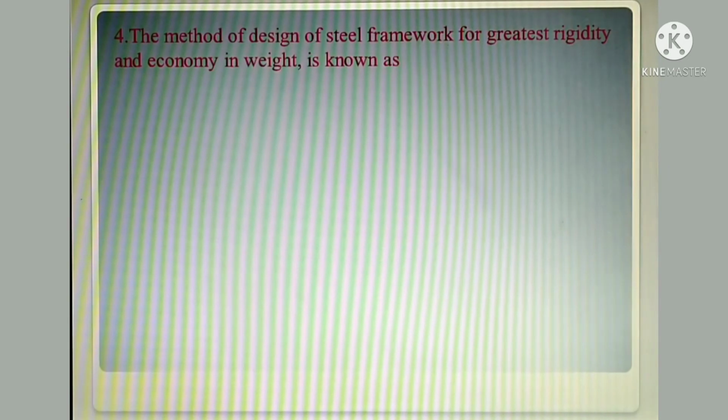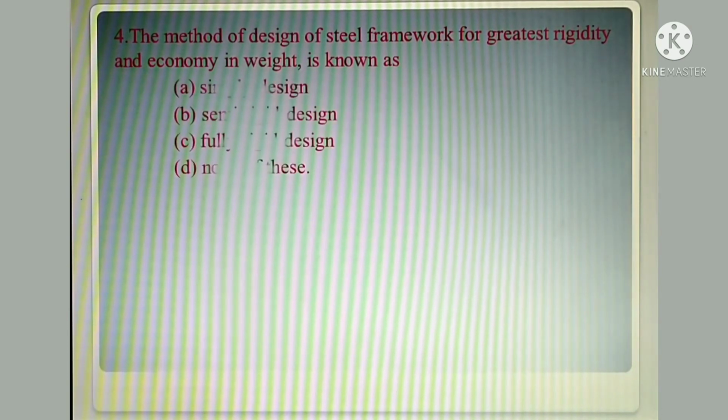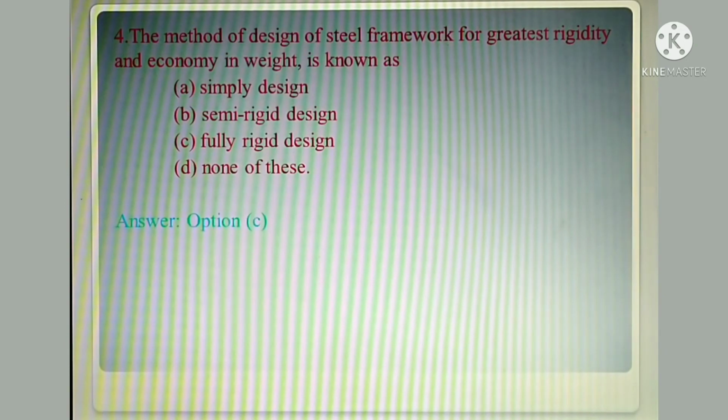Fourth question is, the method of design of steel framework for greatest rigidity and economy in weight is known as: A, simple design; B, semi-rigid design; C, fully rigid design; and D, none of these. And the answer is option C, fully rigid design.